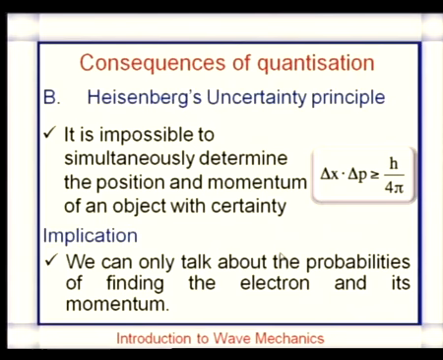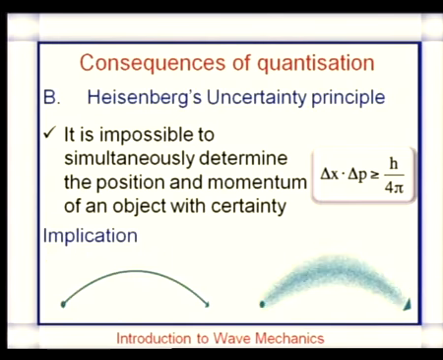If this is so, the implication is that we can only talk about the probabilities of finding the electron and its momentum. We cannot talk about the position or the momentum of the electron with certainty. And the implication further goes as follows: we can only talk about probabilities. You can see it here. This is a well-defined path. Heisenberg suggests that this is not possible for systems like atoms and molecules. We can only talk about the probability of finding the electron. So that is the implication of Heisenberg's uncertainty principle.